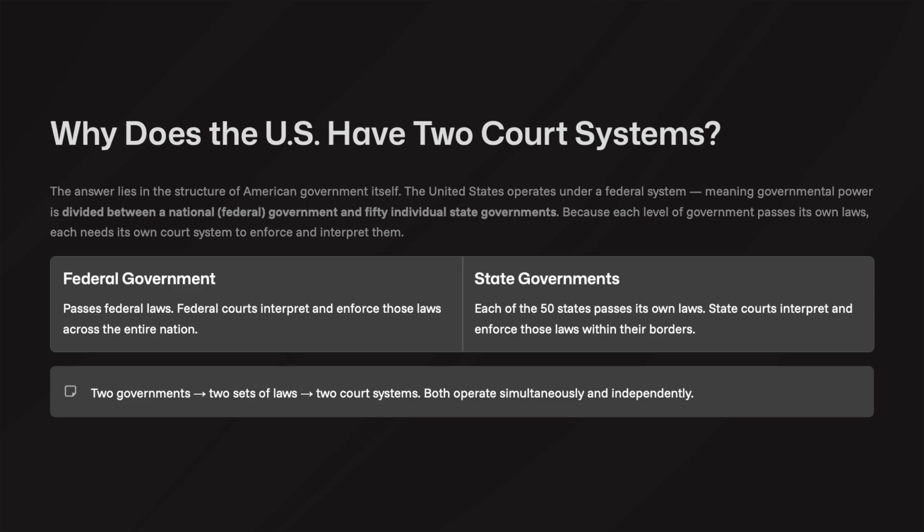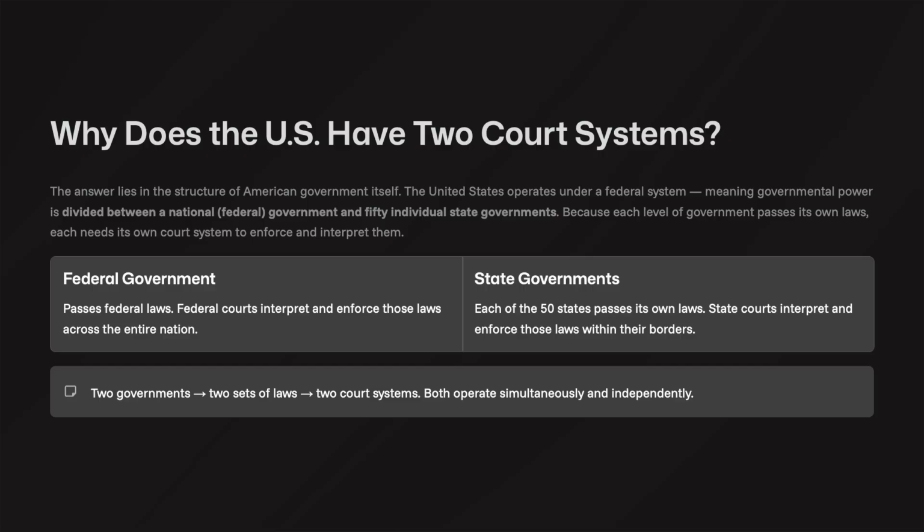So why do we have two court systems? One of the defining features of the American legal system is that we have two separate court systems, the federal court system and the state court systems. Why is that? The answer lies in our system of federalism. The United States has a national government with powers granted by the U.S. Constitution, but each of the 50 states also has its own government with the authority to create and enforce its own laws. Because both levels of government have legal authority, each maintains its own court system.